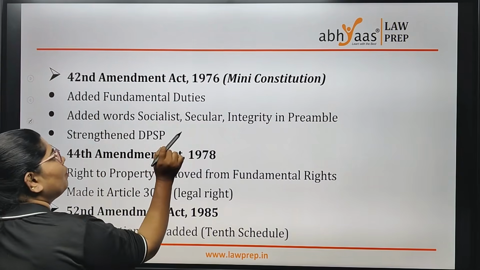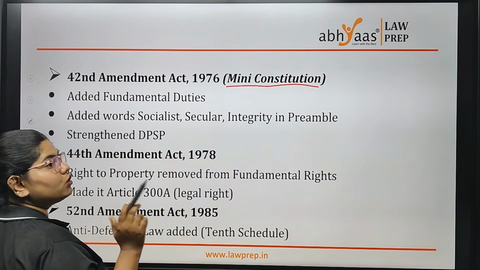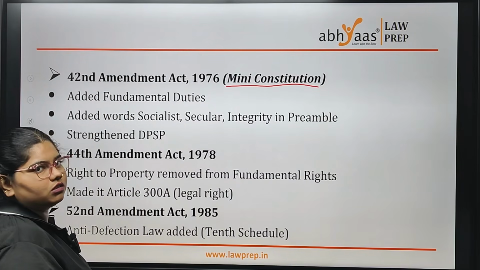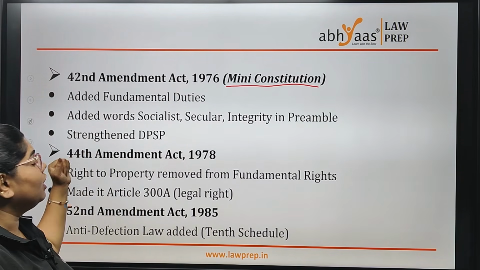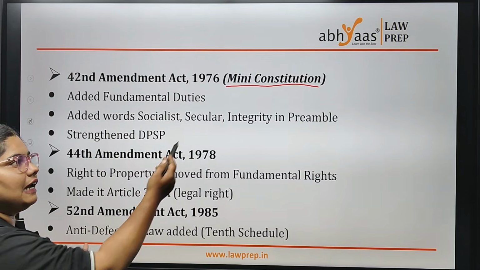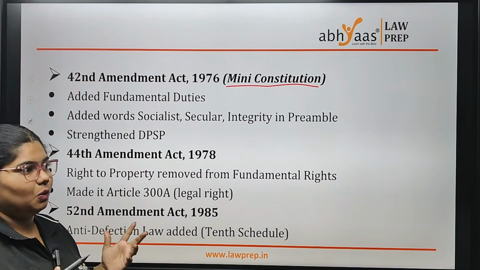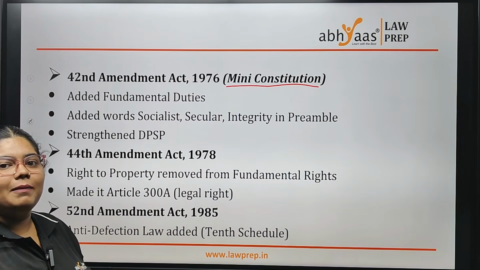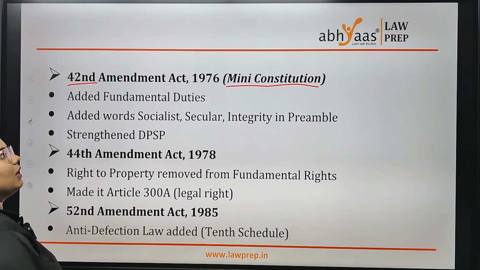Then comes the most important 42nd amendment, which is also known as your mini constitution, because it changed or added many things in our Constitution. We started calling it the mini constitution. So for example, you can also get a question asking which amendment is known as the mini constitution. So the 42nd amendment is known as the mini constitution.